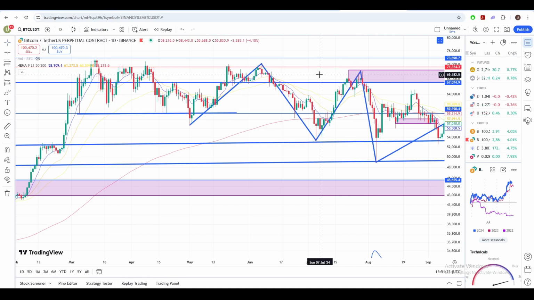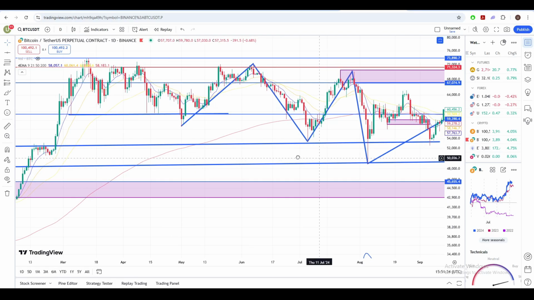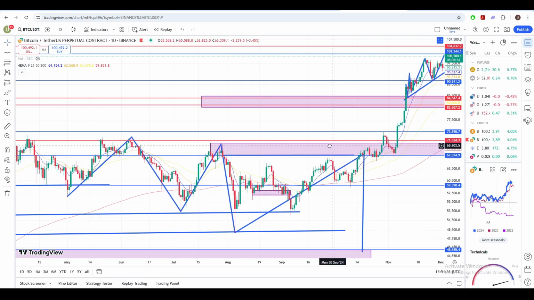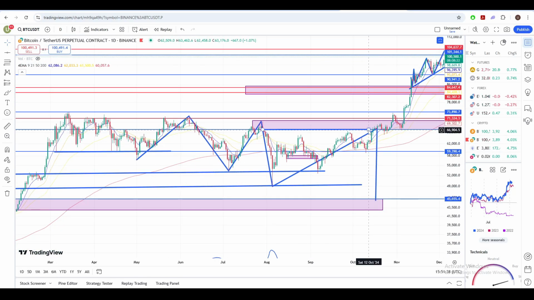So next time I shorted at this point, the resistance, and my take profit was here on this candle, but it went all the way here again. At this point I was expecting another low, but it did not come. So the market structure shifted. When this broke, the market structure shifted.